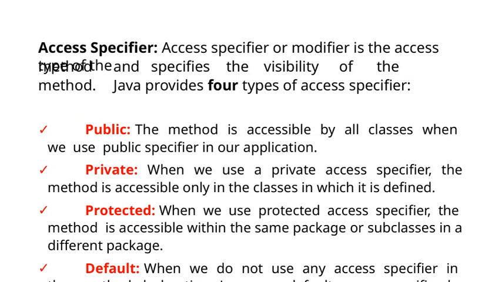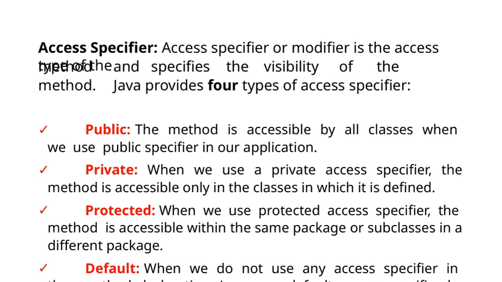Now, let's talk about access specifiers, which are essentially the access modifiers that determine how and where methods can be accessed in Java. They play a crucial role in controlling the visibility of methods within your application, helping you enforce encapsulation and security. Java provides four main types of access specifiers. First, we have the public access specifier. When a method is declared as public, it means that it can be accessed from any other class in your entire application. This is useful when you want to make a method widely available.